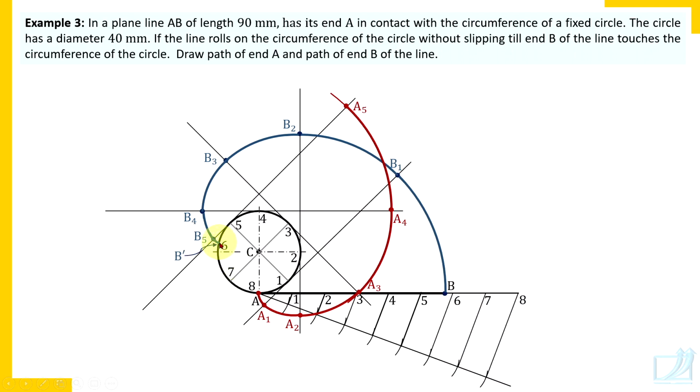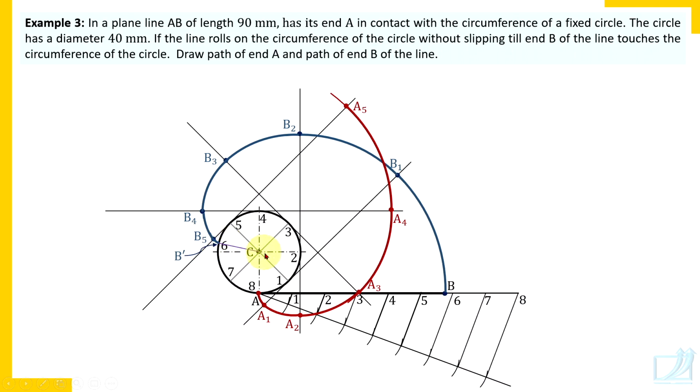Now join point B dash with point C, that is the radius of the circle at B dash. Let's say this is the radius of the circle at point 4. Here it is the radius of the circle at point 3. Here it is the radius of the circle at point 2. This inclined line is the radius of the circle at point B dash.